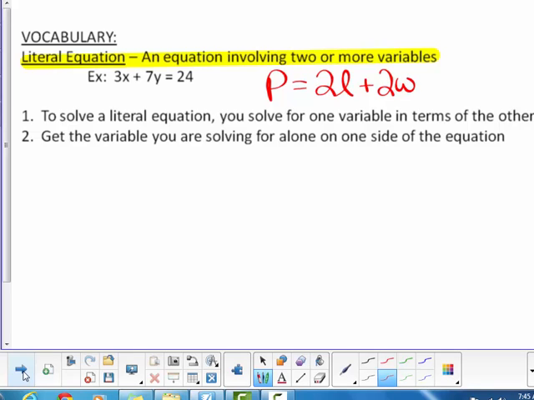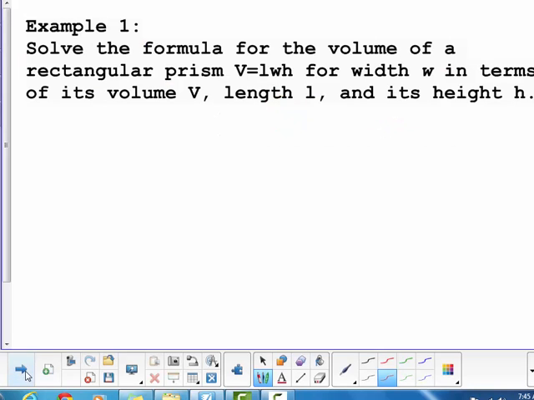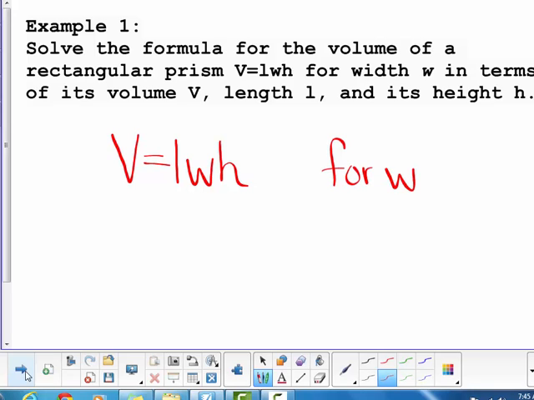To solve a literal equation, you solve for one of the variables in terms of the other. Get the variable you are solving for alone on one side of the equation. Example number 1. Solve the formula for the volume of a rectangular prism, V equals length times width times height, for width. So I'm solving this formula in terms of W. I'm finding or solving for W.